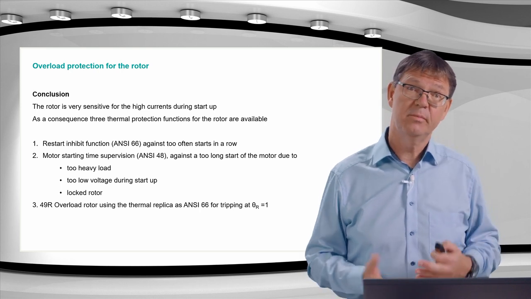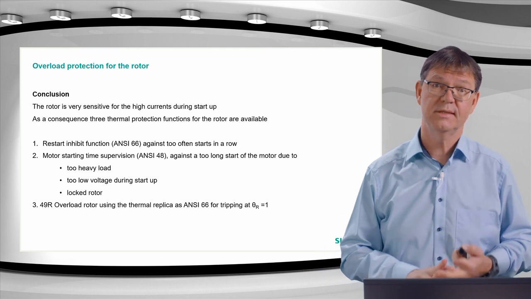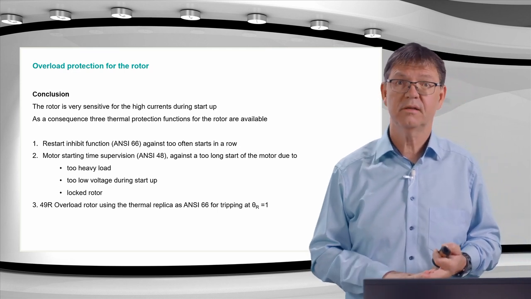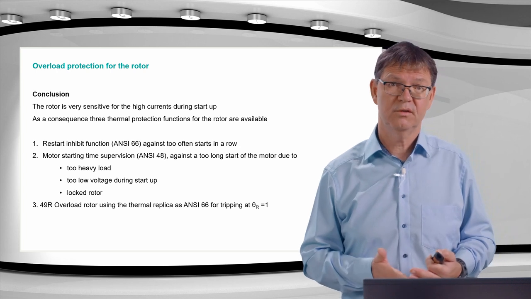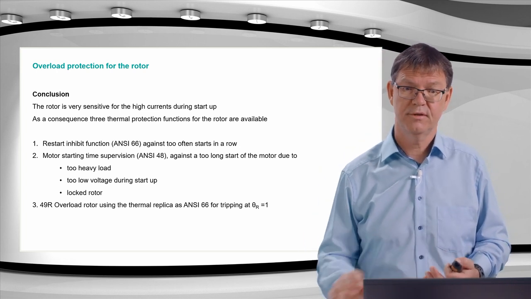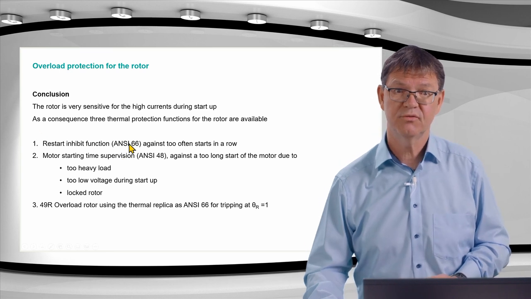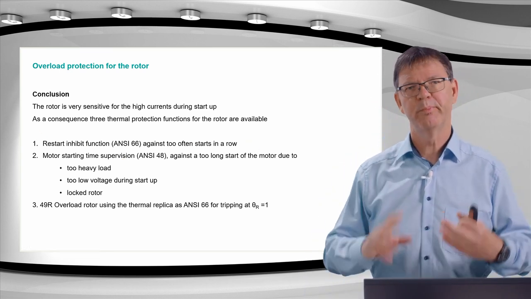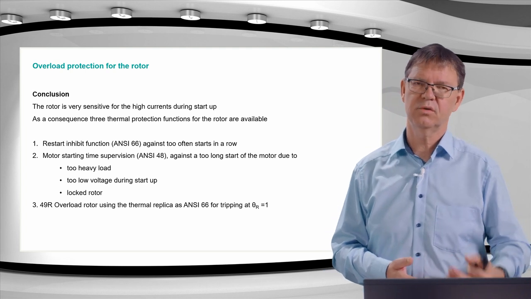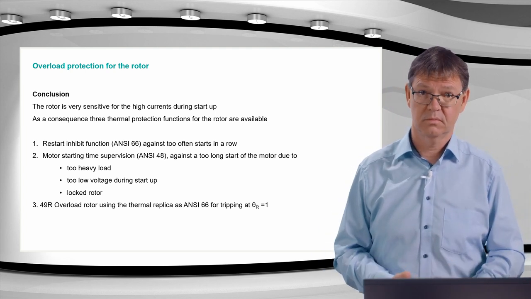The third function is a little bit special. We have an overload protection for the rotor using the same thermal model, thermal replica, as the restart inhibit function. Here we give a tripping command if the maximum temperature is reached, Theta R is 1. The difference to the restart inhibit function, however, is that the restart inhibit function blocks the closing command when the motor is switched off, because the starting part is the problem, not the motor.